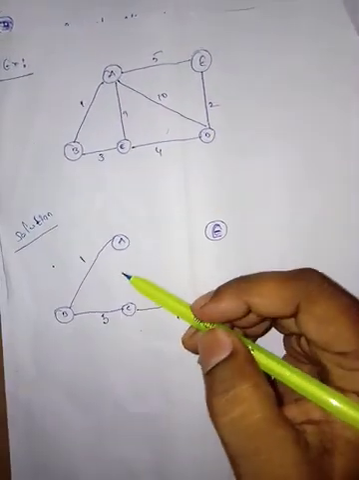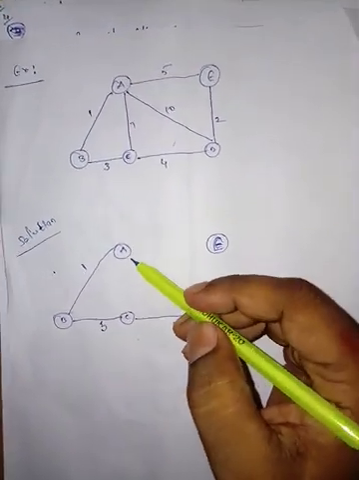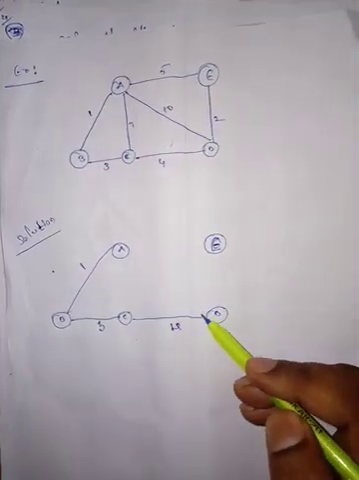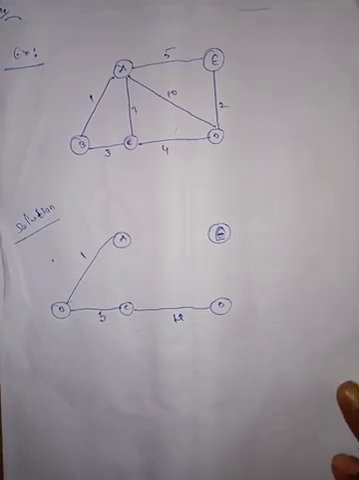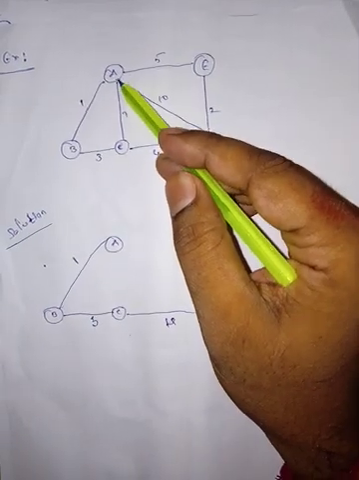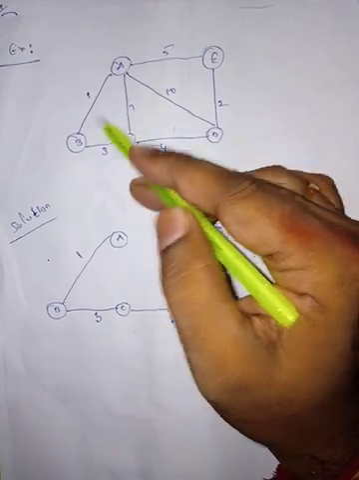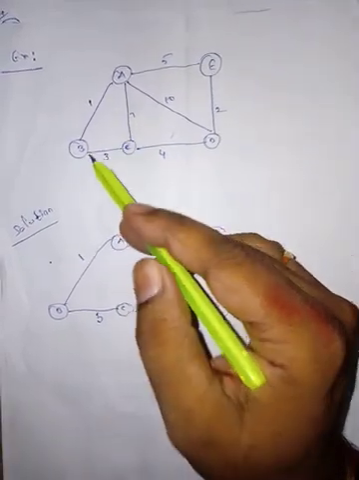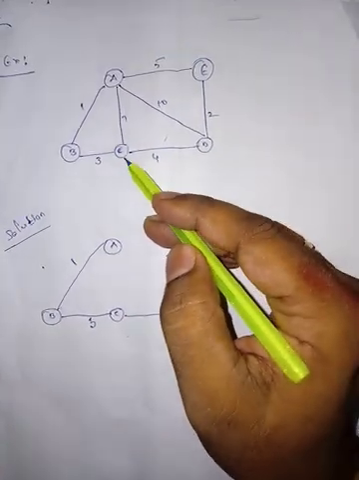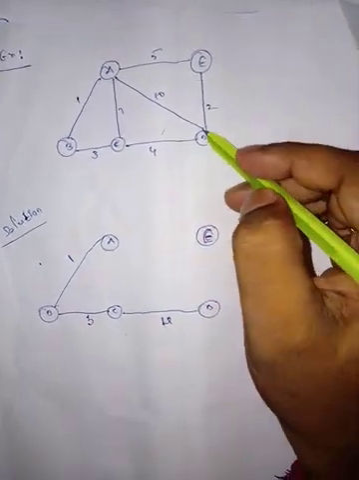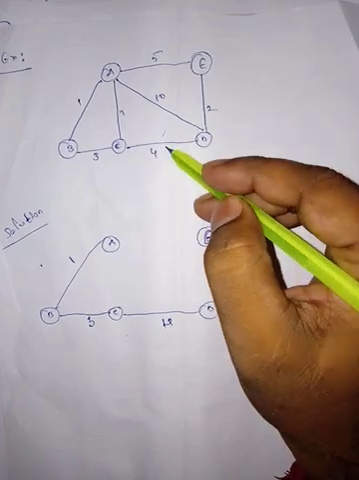Now find all the edges connected with the A vertex, B vertex, C vertex and D vertex in the above graph. Here A connected edges are this edge, this edge, this edge and this edge. B connected edges are this one and this one. C connected edges are this one and this one. D connected edges are this one and this one.